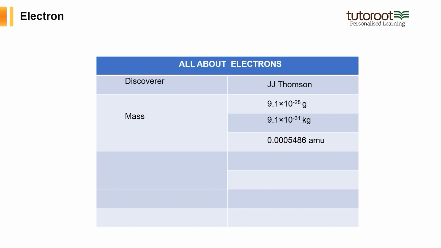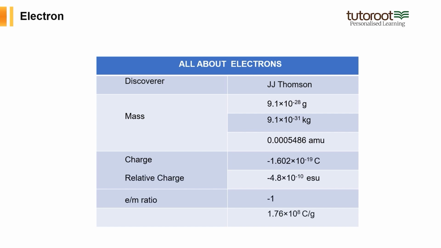Thomson. Mass is 9.1 × 10^-28 grams, 9.1 × 10^-31 kilograms, 0.0005486 AMU, nothing but atomic mass unit. And then we have the charge, which is given to us as -1.602 × 10^-19 C and -4.8 × 10^-10 electrostatic unit. And then we have the relative charge as -1 and the electron mass ratio as 1.76 × 10^8.